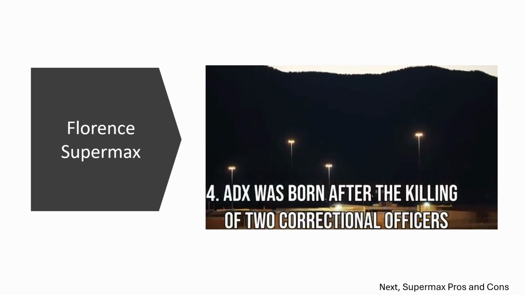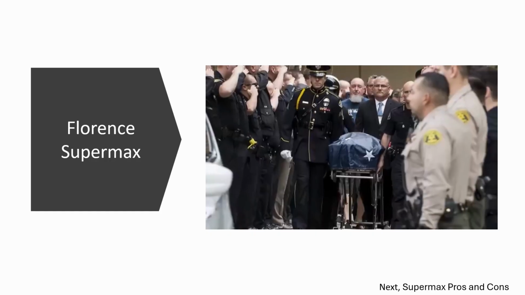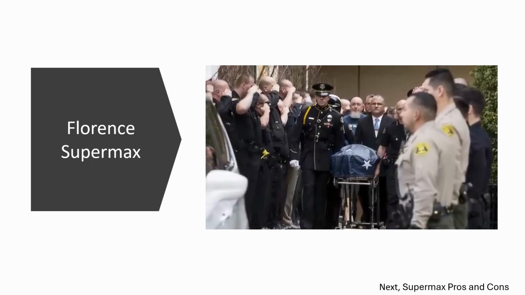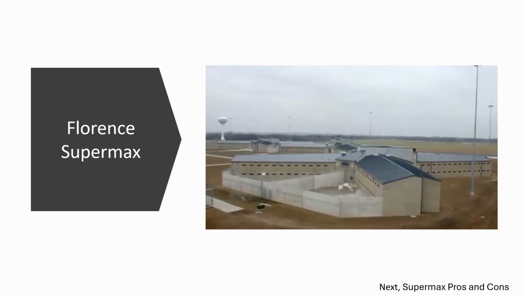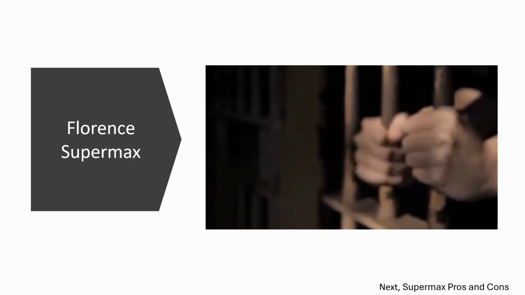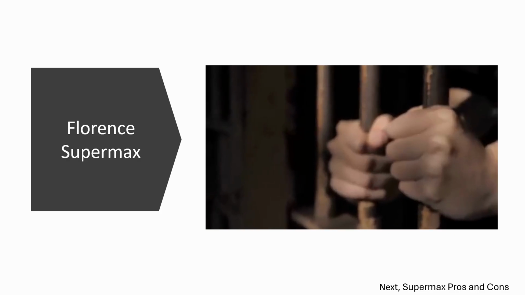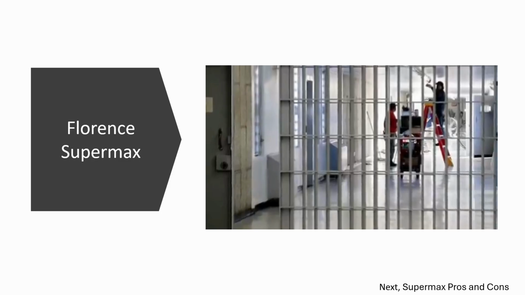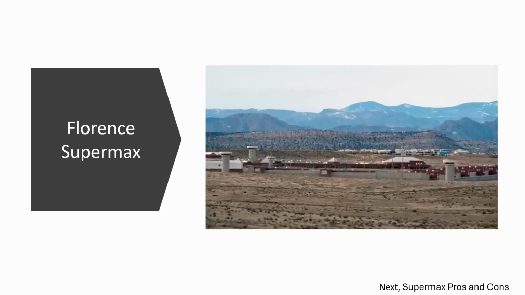Number 4. ADX was born after the killing of 2 correctional officers. According to the Washington Post, ADX was conceived in the wake of the killing of 2 correctional officers on October 22, 1983, at the Marion Federal Prison in Illinois, what was at the time the toughest federal prison in the country. After their deaths, Marion was changed into an all-lockdown facility and served as the test model for other Supermax lockdown facilities like Pelican Bay and eventually ADX.